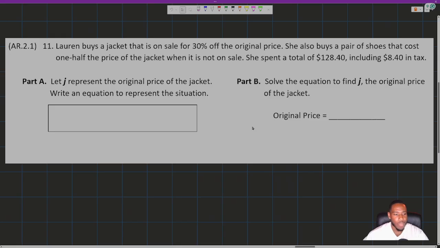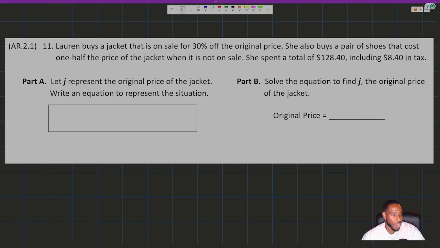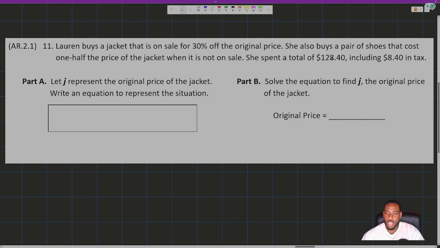All right, number 11. So we have Lauren here who buys a jacket that is on sale for 30% off the original price. She also buys a pair of shoes that cost 1/2 the price of the jacket when it is not on sale. She spent a total of $128.40, including $8.40 in tax.